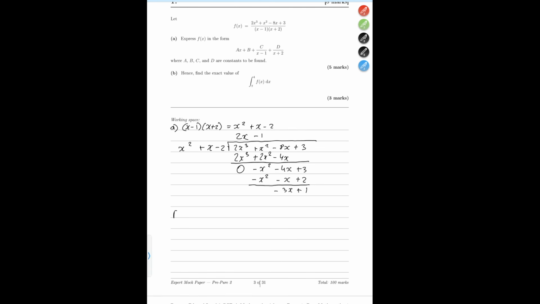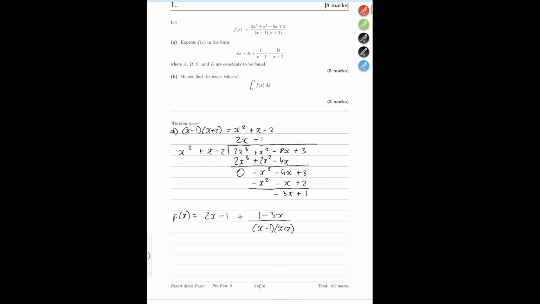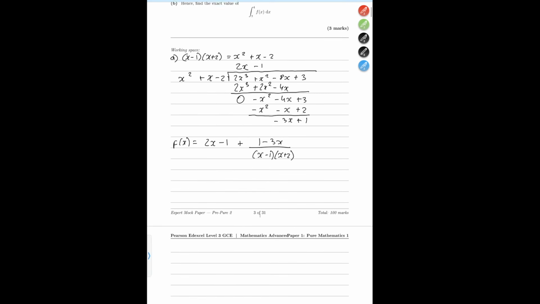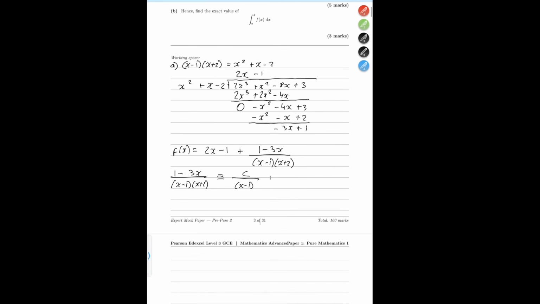We can now rewrite f of x as 2x minus 1 plus (1 minus 3x) over (x minus 1)(x plus 2). Now I can completely leave ax plus b, so a and b. I'm going to work on just splitting this into two more fractions. So I can define (1 minus 3x) over (x minus 1)(x plus 2) as being identical to c over x minus 1 plus d over x plus 2.